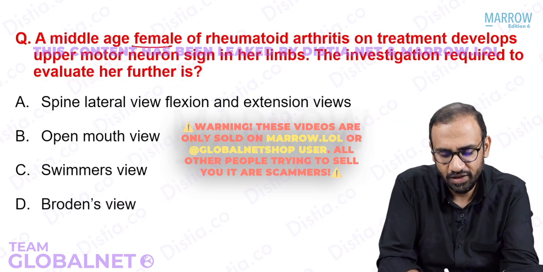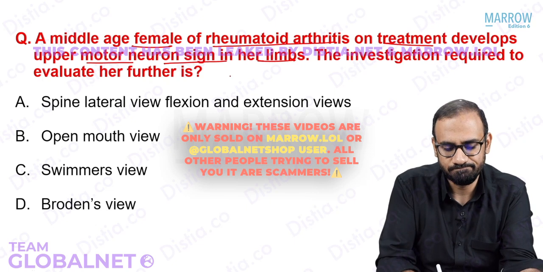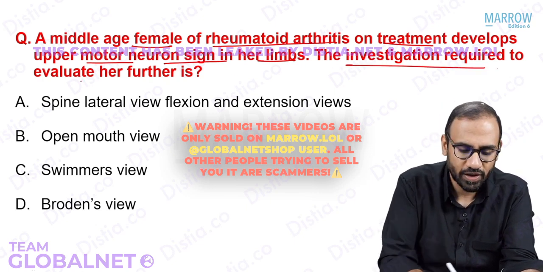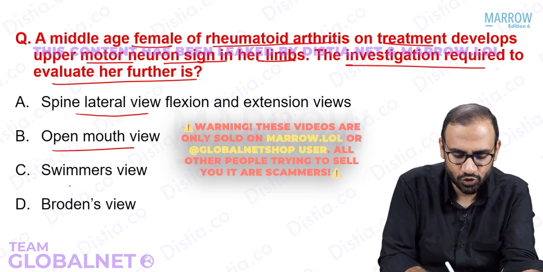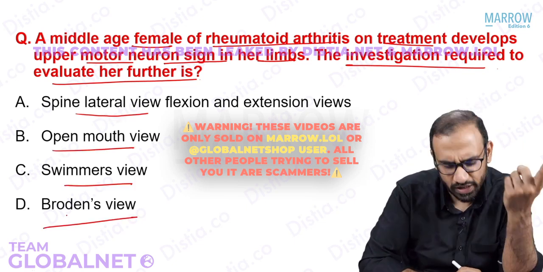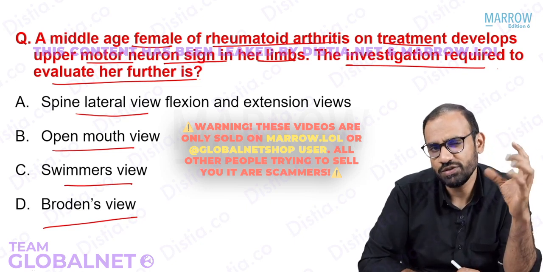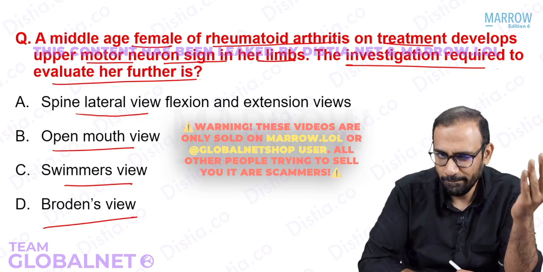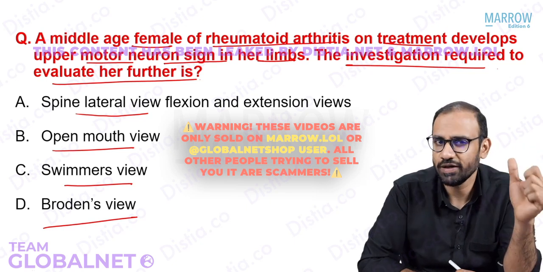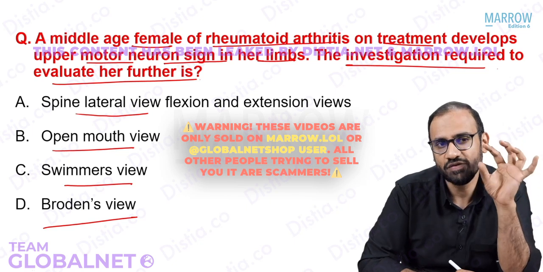A middle-aged female with rheumatoid arthritis on treatment develops upper motor neuron signs in her limbs. The investigation required to evaluate her further is spine lateral view, flexion and extension views, open mouth views, swimmer's views, Broden views. Rheumatoid arthritis patient developing UMN lesion in her upper limbs means what is getting compressed? Spinal cord or spinal nerve? Spinal cord, right? So with upper limb manifestations, the cervical spinal cord is likely getting compressed. Investigation is basically to look for that compression because of the bony problem.